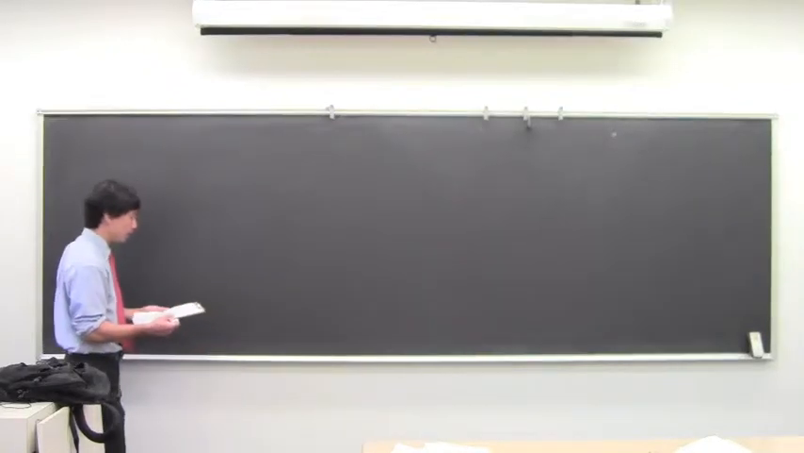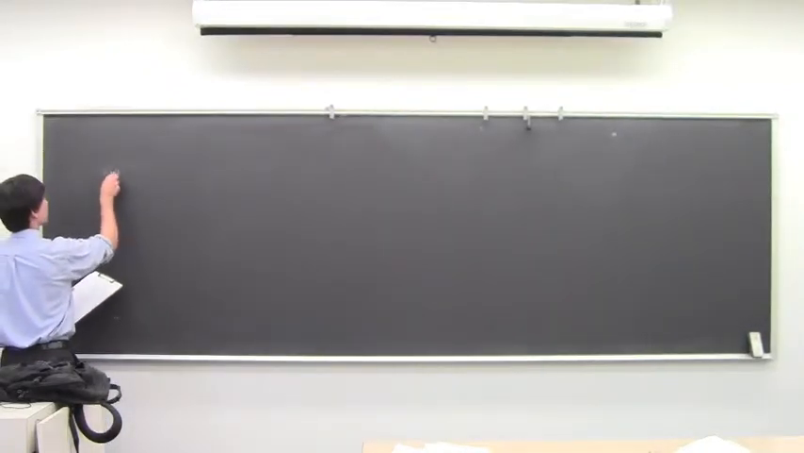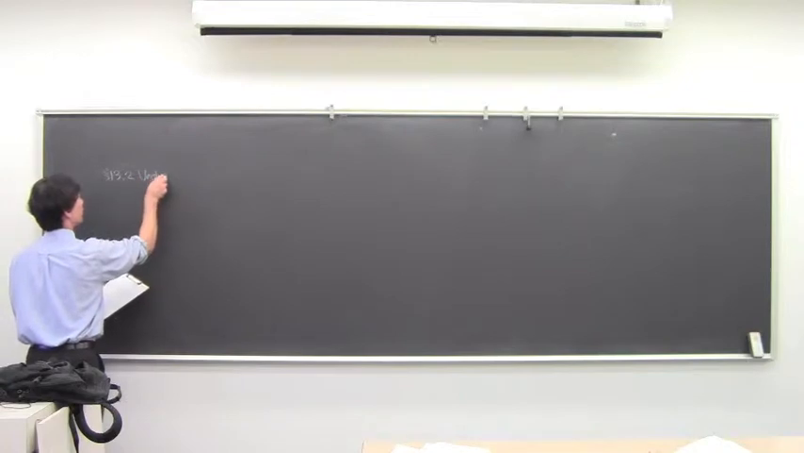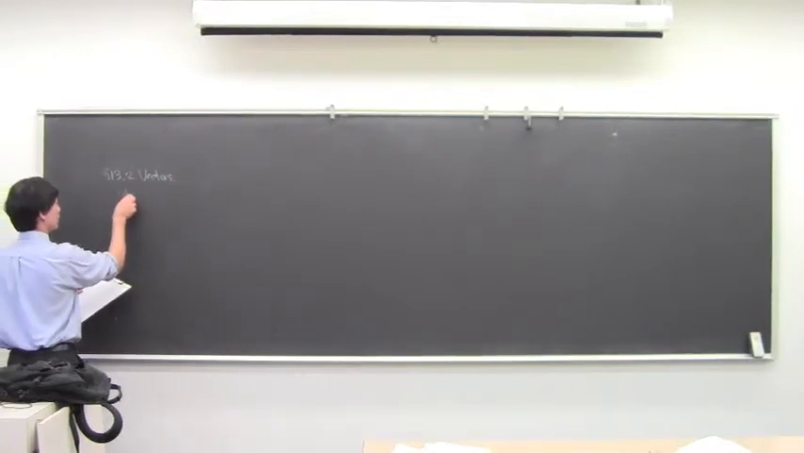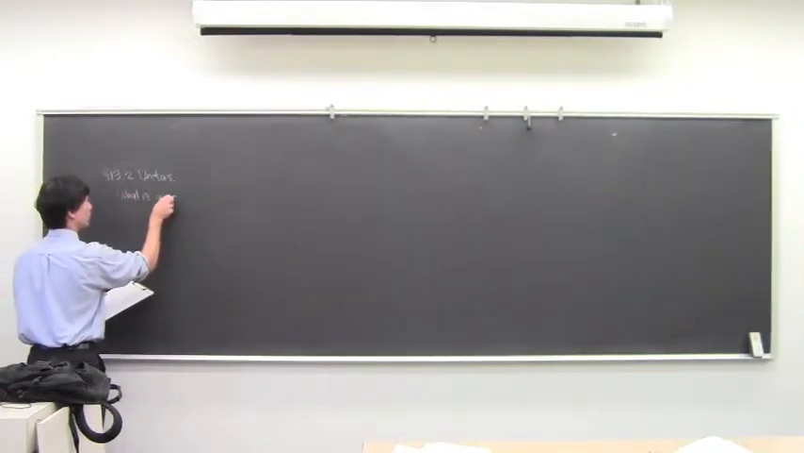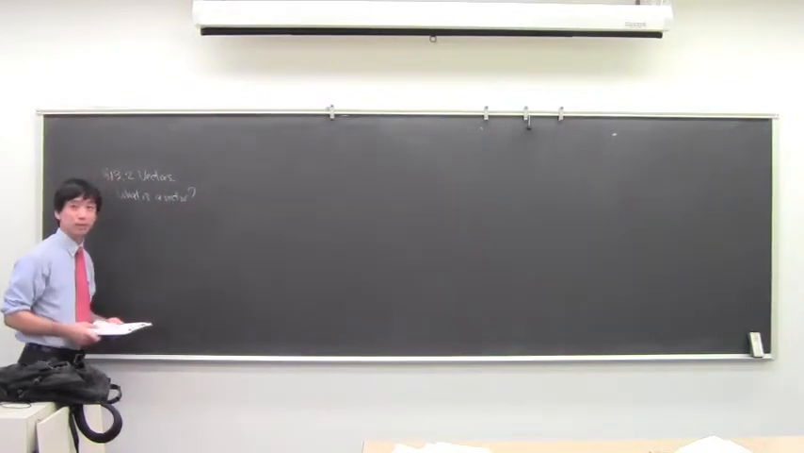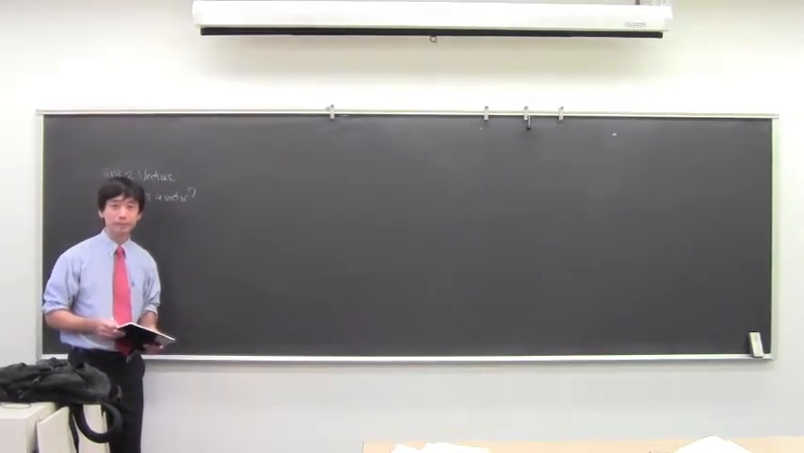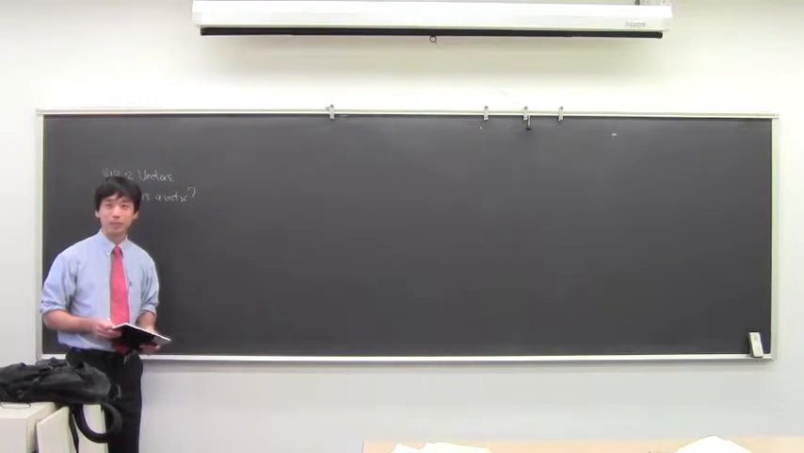So we're going to start off with, well, what is a vector? What is a vector? Can somebody tell me what a vector is? Yeah, Flo. It's a line with both magnitude and direction.